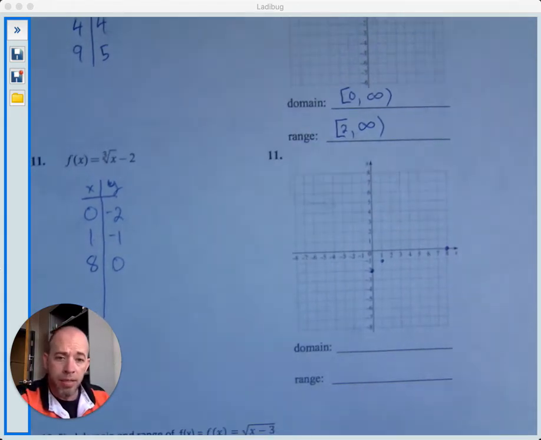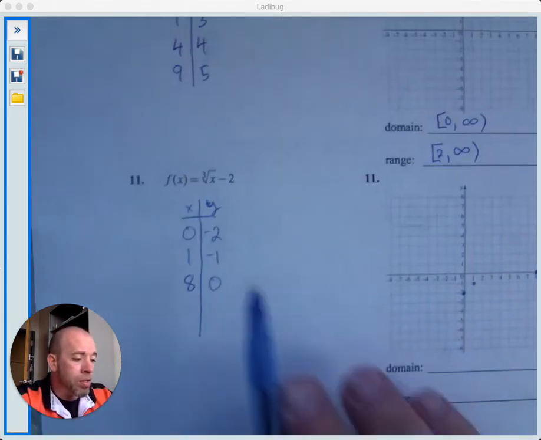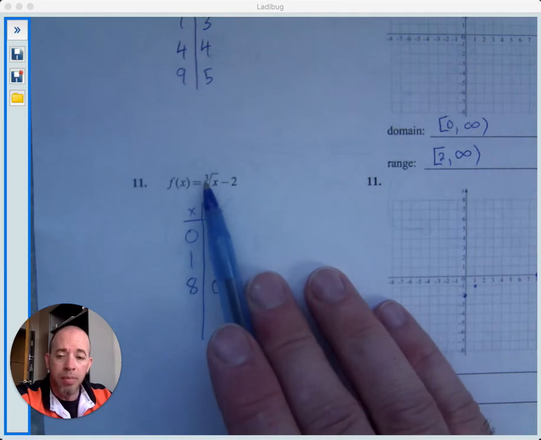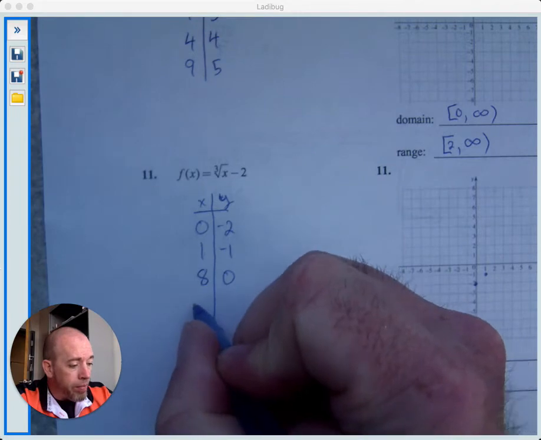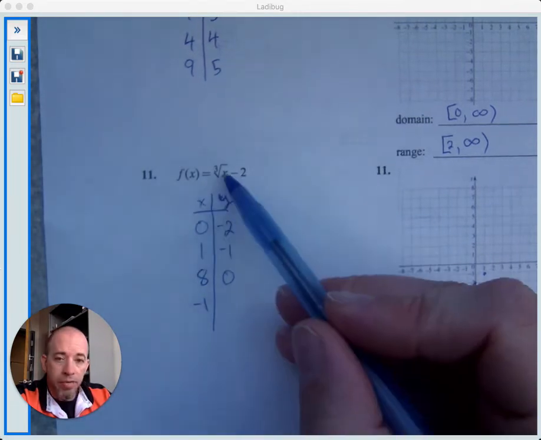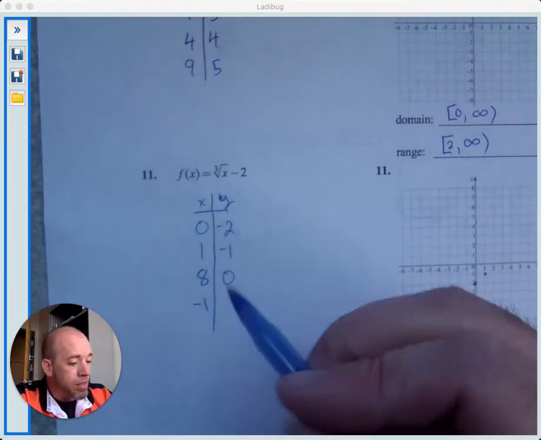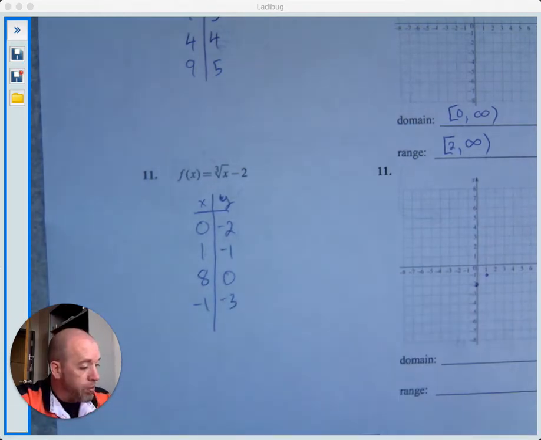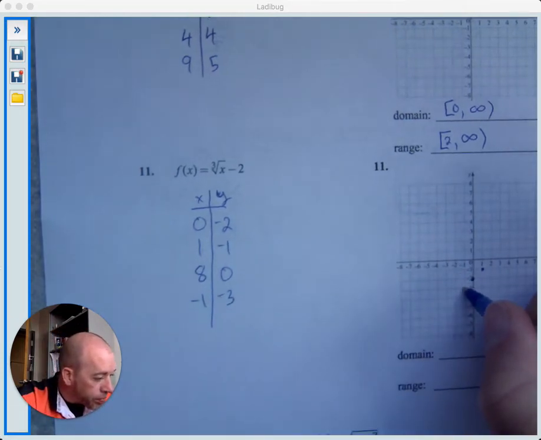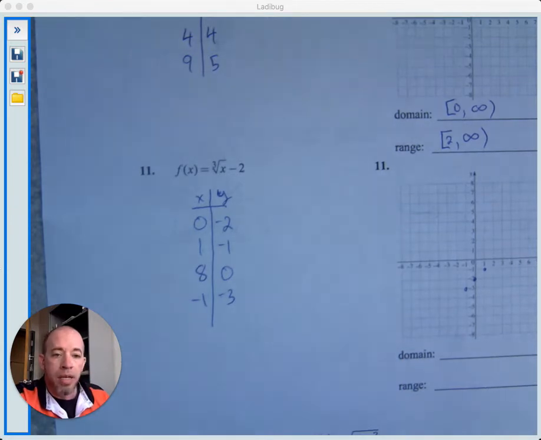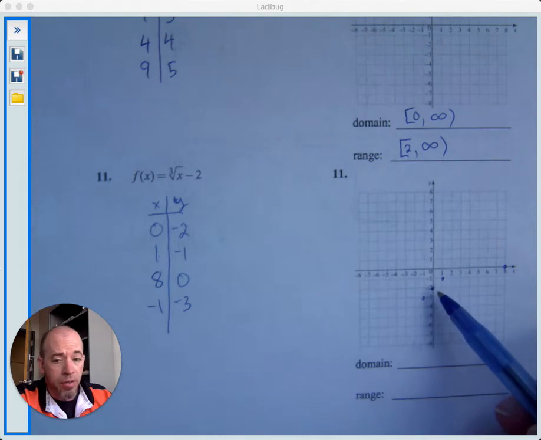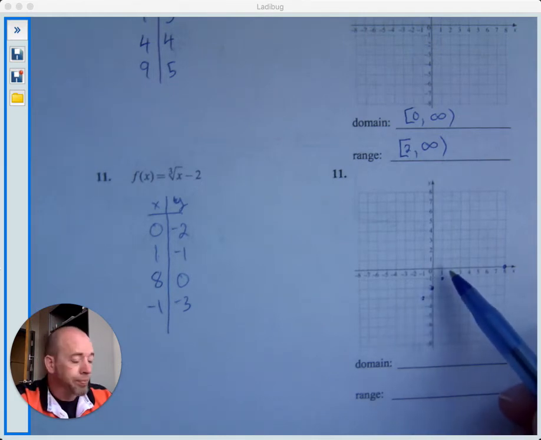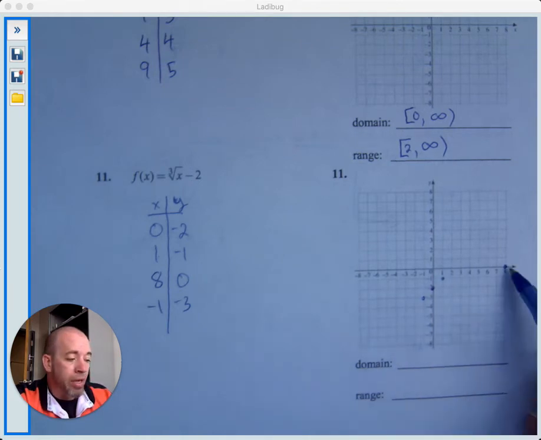Now is that it? Can we plug in negatives? With a cube root, when this is an odd root, we can plug in negatives. So let's plug in maybe -1. The cube root of -1 is -1. -1 minus 2 is -3. So we have a point at -1, -3. Now if I just look at these 3 points, it looks like a line, doesn't it? But if that's the only 3 points we plotted, we would be misled into thinking this was a line, because we have a point out here, right?